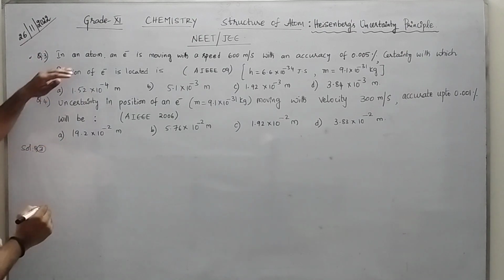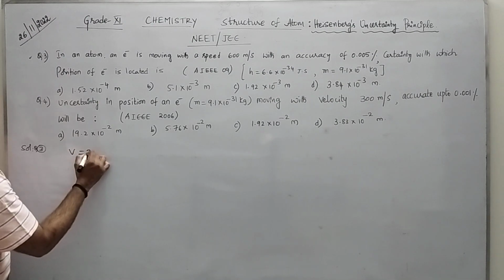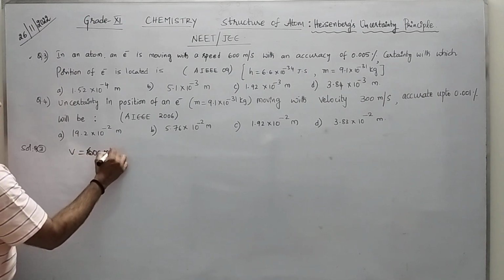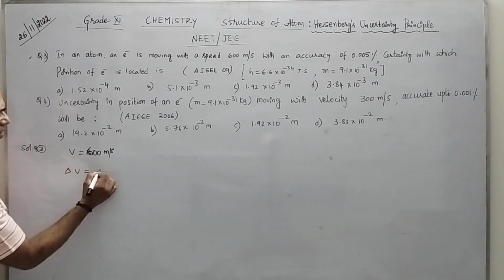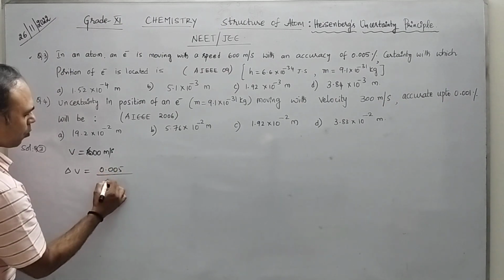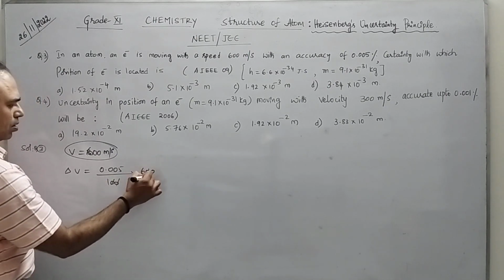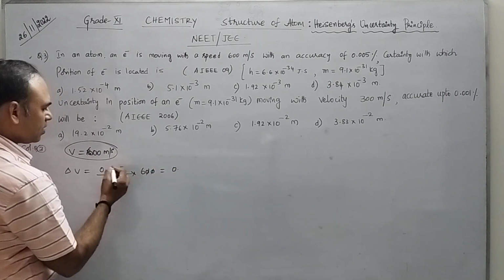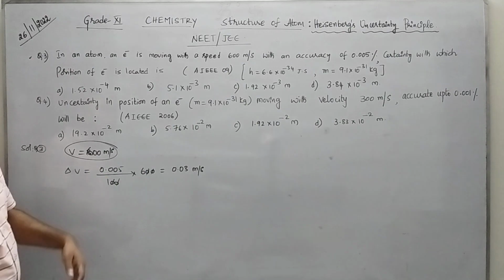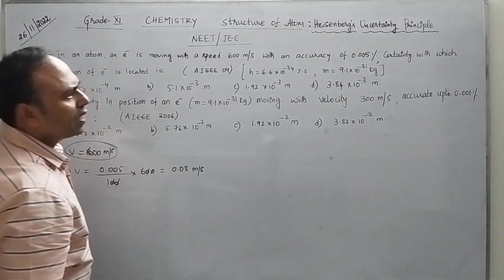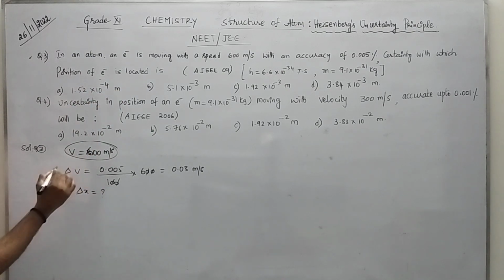Question number 3, they mentioned in an atom electron is moving with the speed, so nothing but we can take v is 600 meter per second. Accuracy is 0.005%. So we can calculate delta v is 0.005% of 600. Now we get 0.03 meter per second. So uncertainty in velocity you got. They're asking uncertainty in the position of electron, delta x, you have to calculate.